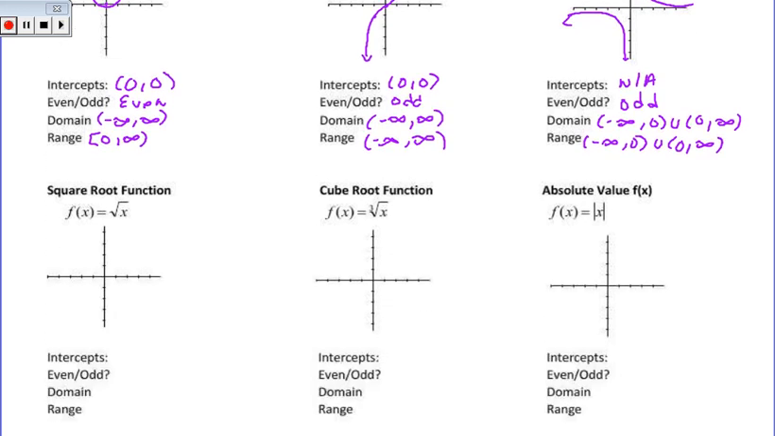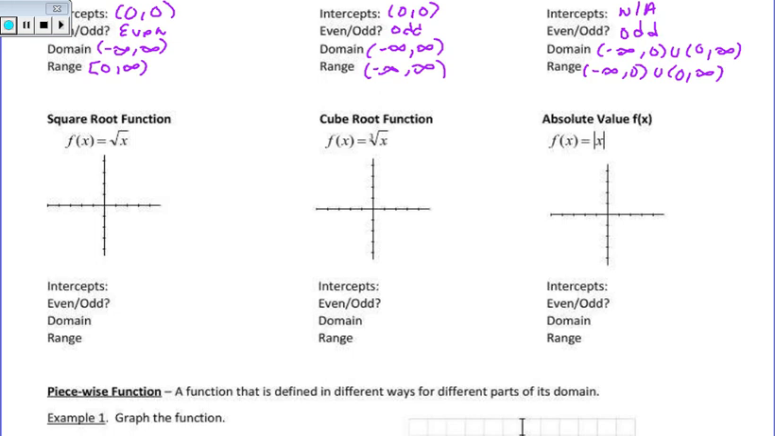Okay, looking at your basic square root function, starting at 0, it would look just about like that. Its intercepts are both 0, 0 again. It's neither odd nor even. It's not symmetric to the y-axis or the origin. Our domain does include 0 and goes to infinity, and the same is true for the range.